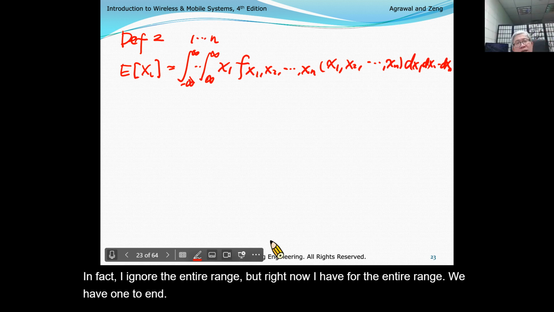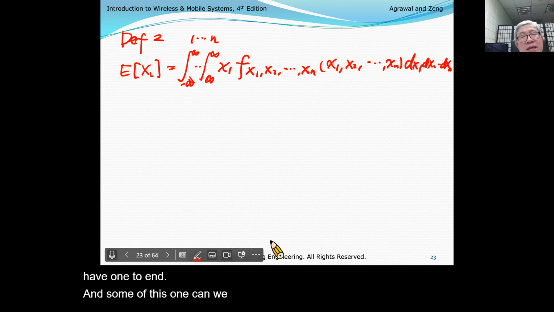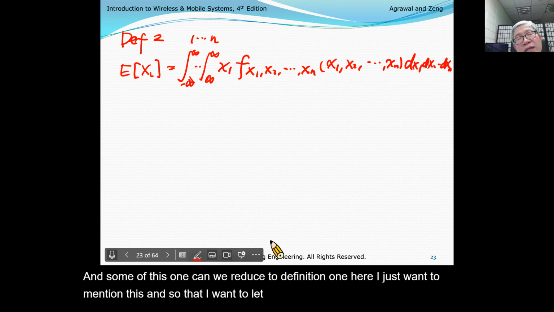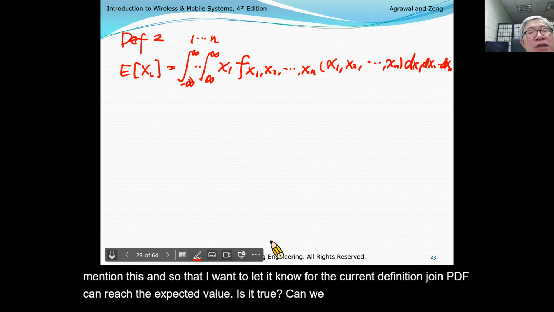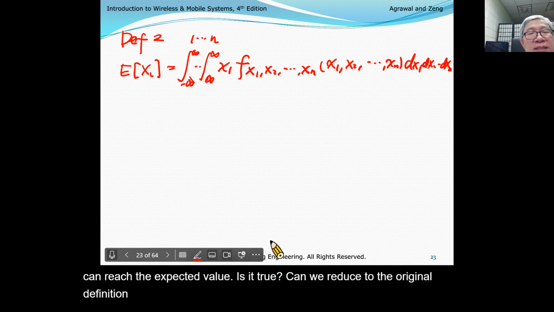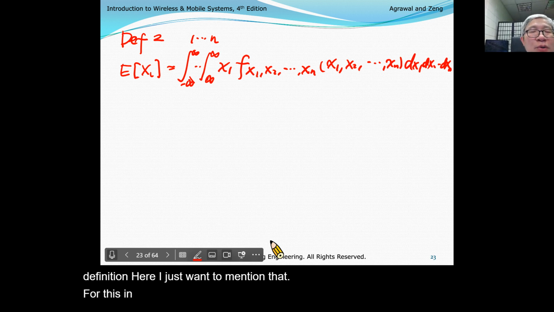And so for this one, can we reduce to definition 1? Here, I just want to mention this. I want to let you know that for the current definition, the joint PDF can reach the expected value. Is it true? Can we reduce to the original definition? Here, I just want to mention that. For this, in fact, I try to rearrange the integral because of x and x.